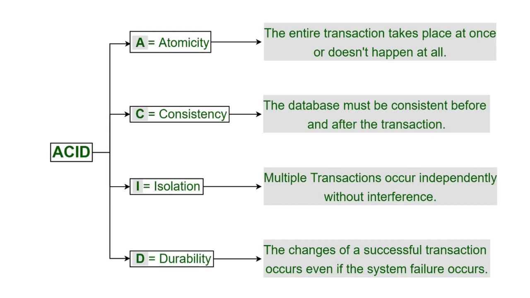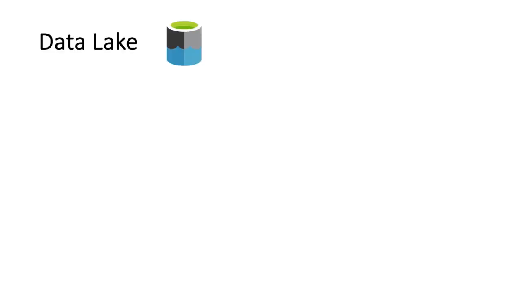This is called isolation. Now coming to durability, you have made a successful transfer to your friend's account and immediately there is an outage or a system failure. The system failure should not affect the successful transactions that happened before. This is called durability. Before we get into the delta lake, we need to know what is a data lake.